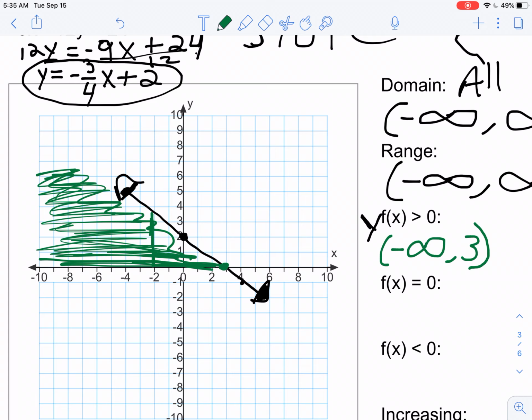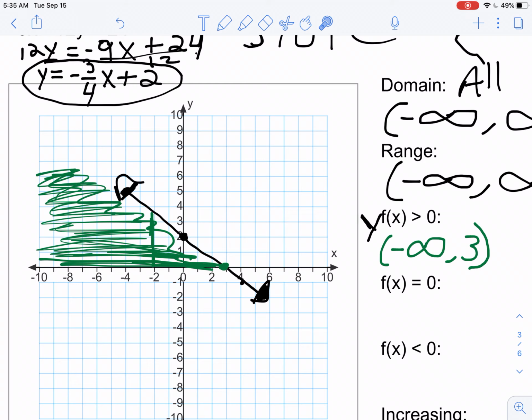Okay. Next up, when is f of x equal to 0? We know f of x is just another way of saying output. So what that really is saying is, when is y equal to 0? Well, we know that y is equal to 0 at this point. It's our x-intercept, and the y here, we don't go up, we don't go down, it's on the x-axis. So that's telling us our y is 0. At this point, we're not up any, we're not down any, so y is 0.